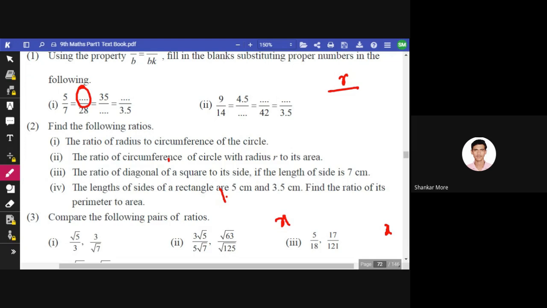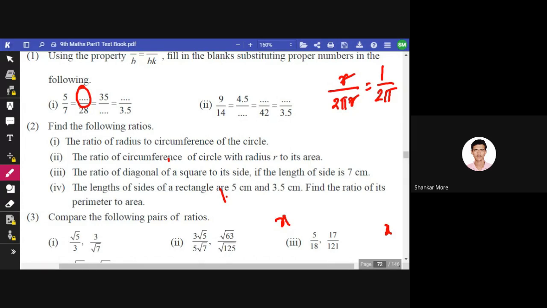So the ratio of radius to the circumference of the circle. Is it 2 pi r? Exactly, it is 2 pi r. So r divided by 2 pi r would be the ratio, and r will get cancelled, so it would be 1 by 2 pi. Okay, is it 1 by 2 pi or 2 pi, Kadambari?